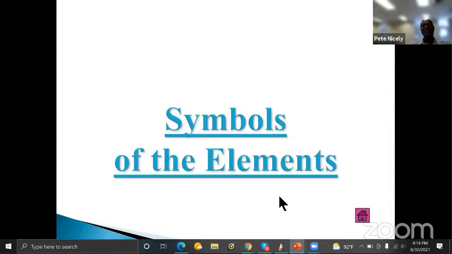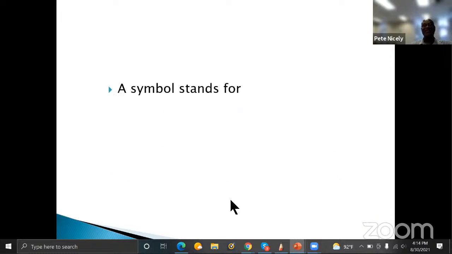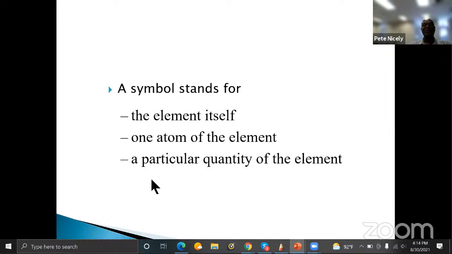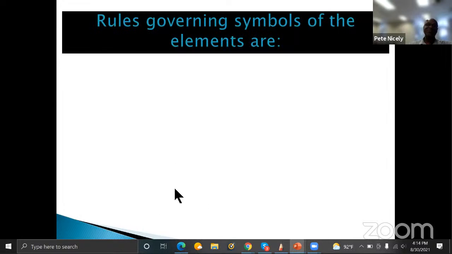Now in chemistry, we tend to use symbols for the elements because it's a shorthand way of representing these elements. So whenever you see a symbol for a particular element, it can stand for the element itself, or it can stand for one atom of the element, or it can stand for a particular quantity of the element, all right? So it all depends on the context, really, all right?